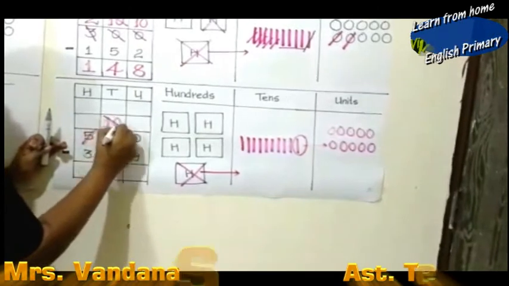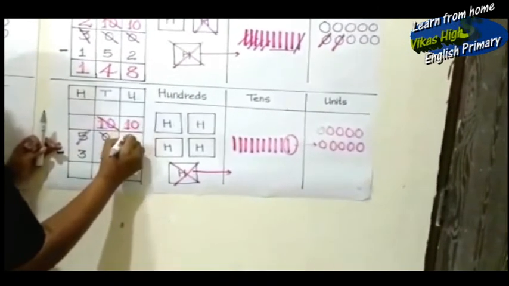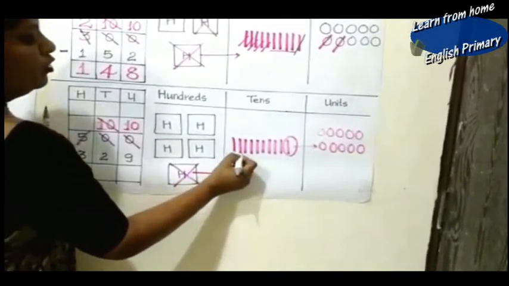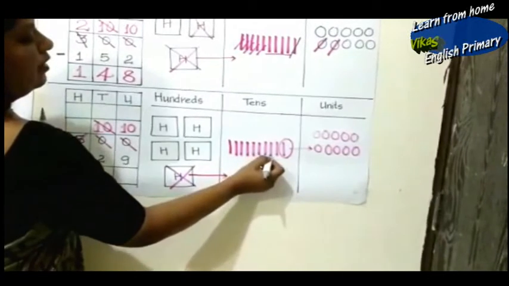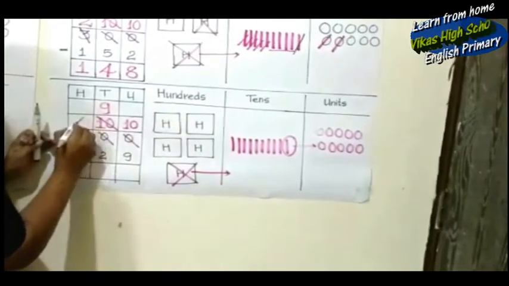So from this 500, I borrowed here 10 tens. And from these 10 tens, when I borrowed here 1 tens, it gives me 10 units, and here remains 1, 2, 3, 4, 5, 6, 7, 8, 9. 9 tens, and here remains 4 hundreds.